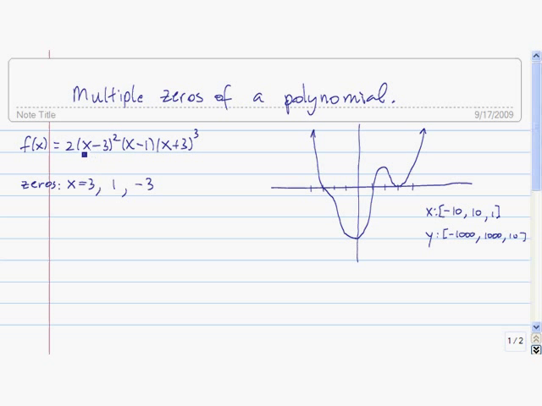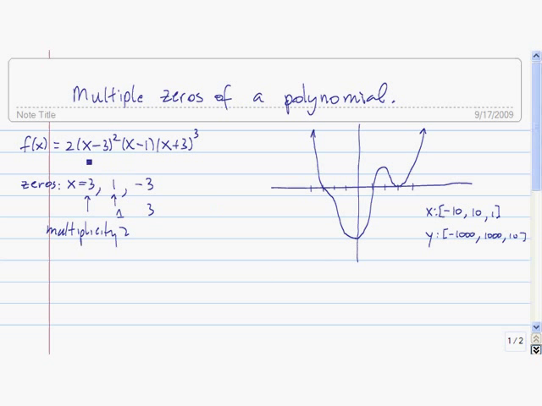X equals 3 is coming from this factor, which has power of 2. So that means that 3 is a zero of f with multiplicity 2. One is a zero because of this term, and the power of that is 1, so 1 is a zero of multiplicity 1. Finally, -3 is a zero because of this term, which has a power of 3. So -3 is a zero of multiplicity 3.